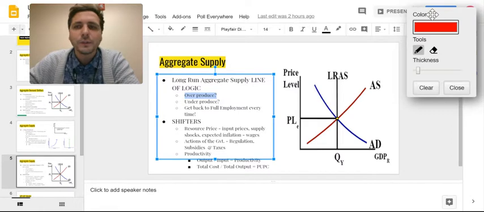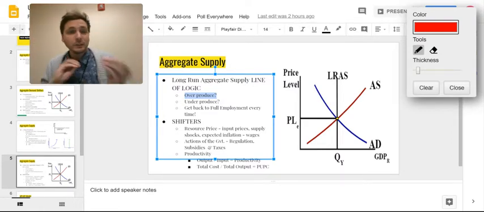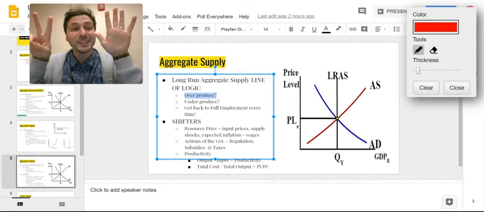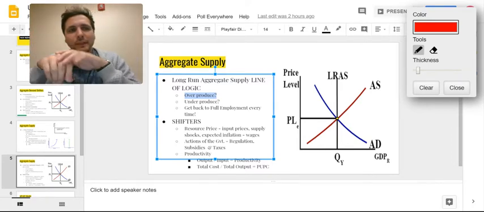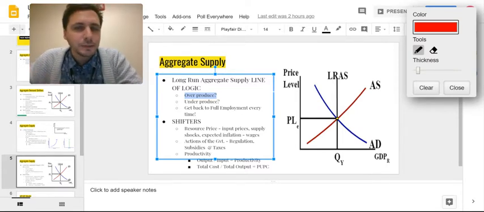Definitely know these. Oftentimes you'll be given something and you'll have to know if it's aggregate demand or aggregate supply shifting. So knowing all seven of these factors, the 3 for aggregate supply and the 4 for aggregate demand, is good for you. All right, so the first one is resource prices.